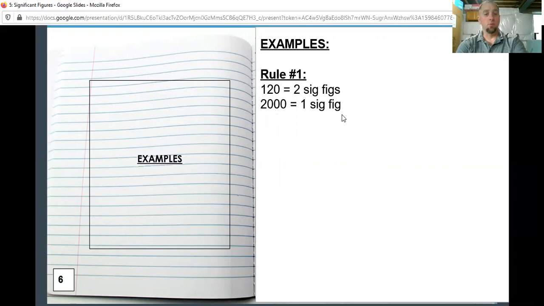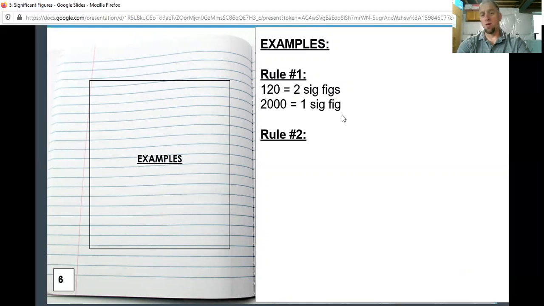Our next example, the number 2000, those zeros again act as placeholders, right? We don't know how precise a tool someone was using to measure that 2000, whatever they were measuring. It's possible they estimated. They could have said there could actually be 2,300, but the tool or whatever they were using to measure that was not precise enough. So they end up estimating it to be about 2,000. So one significant figure in the number 2,000.